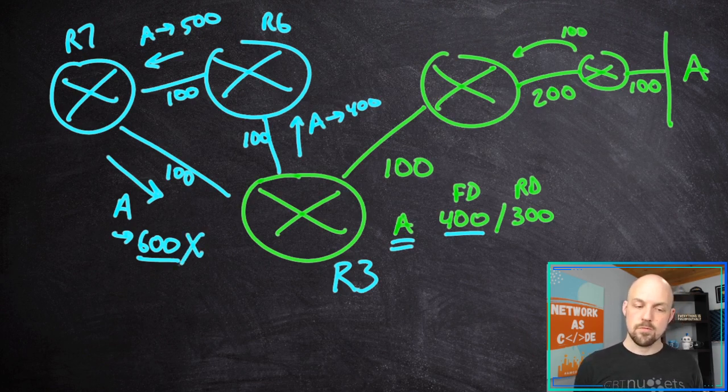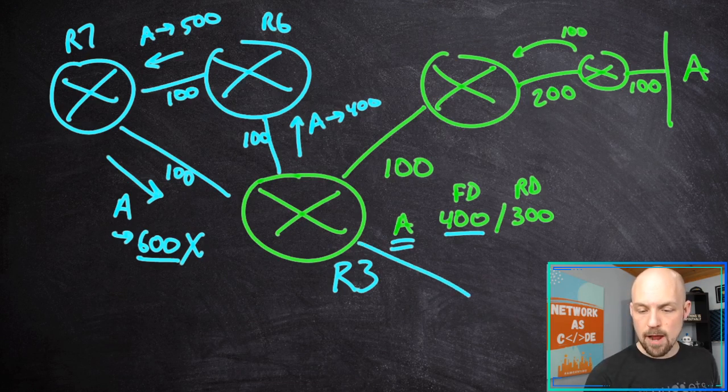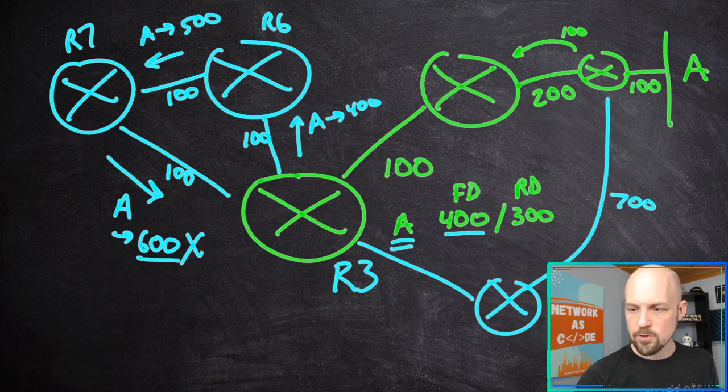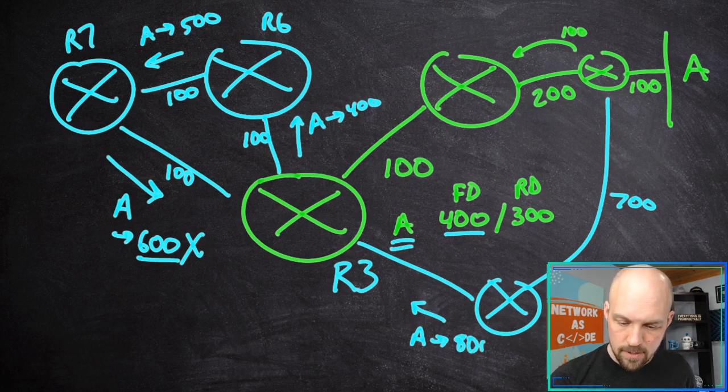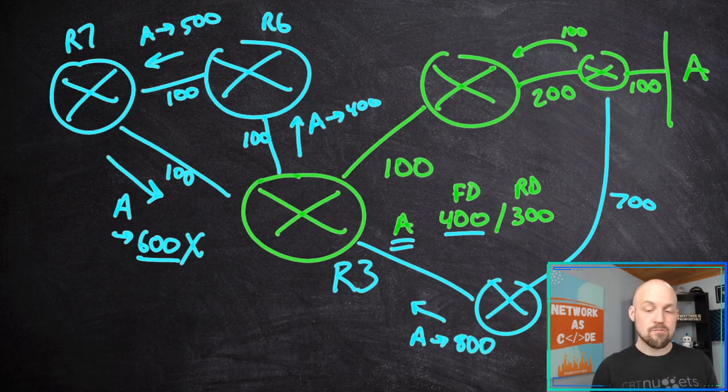Now, we know that there's a loop in this case. There could not be a loop. We could have a route down here that comes up this way, and it's like 700 to get there. Maybe it's a backup serial link. And so he's legitimately telling router 3 that, hey, I have a path to A, and it costs, I guess, technically 800. And router 3 has no way of knowing whether there's a loop there or whether there's not.